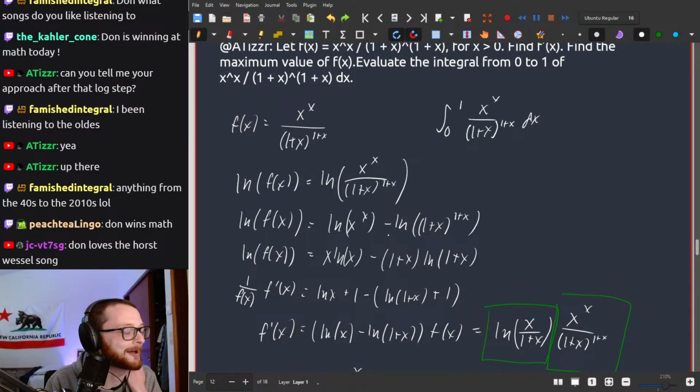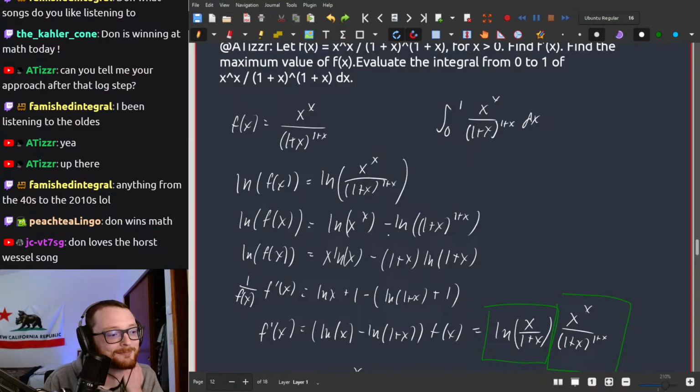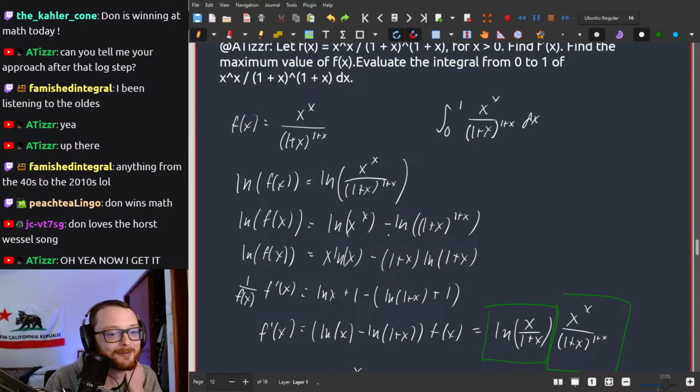I don't know what that means, Dr. Cook, but I saw you took it back anyway. Now you get, okay, good. And then from there, it's just implicit differentiation. Okay.